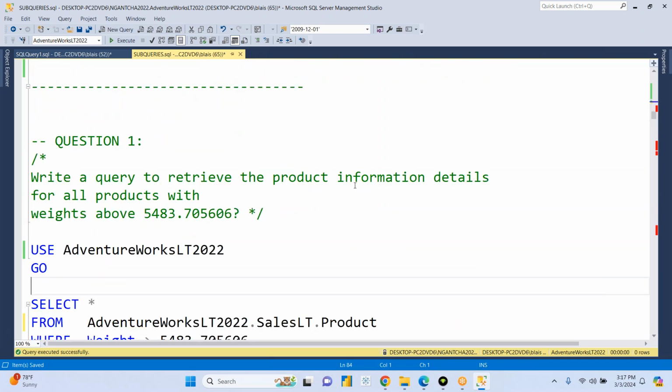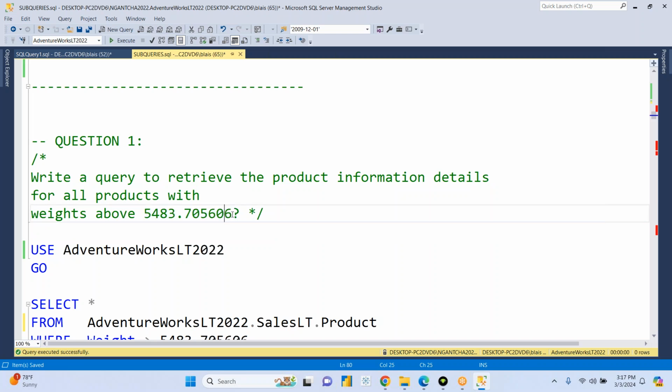Write a query to retrieve the product information details for all products with weights above this. Nothing is hidden in this question. In fact, this is where we're supposed to start this process. We are used to this kind of question. Everything is known, no hidden components of the question. We know exactly the value to put in the where clause. It's going to be this. This is not hidden. You see that?